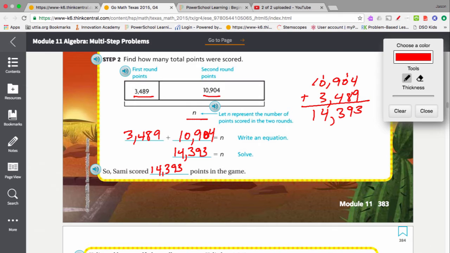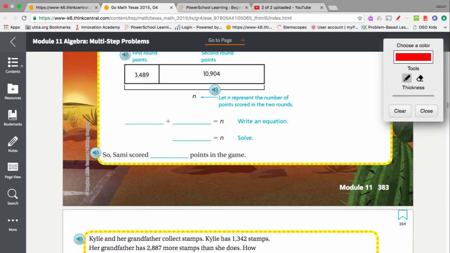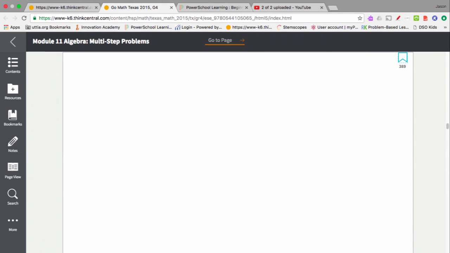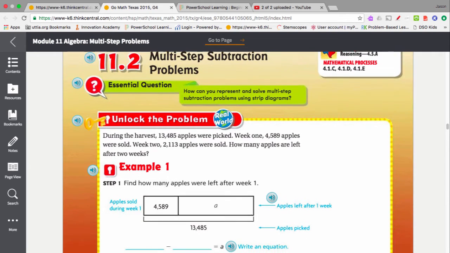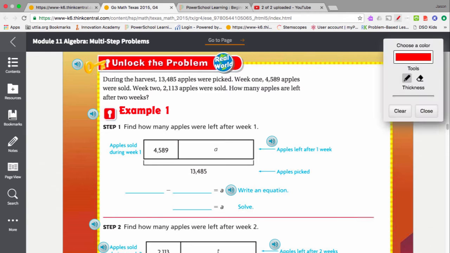Not bad. Now let me show you how we can use the strip diagram to write a subtraction problem. In a subtraction problem, the strip diagram is going to look very similar. The only difference is that instead of solving for the big number, we're going to be solving for one of the parts of the numbers. So here's how we're going to do it. We have 13,485 apples that were picked, and they sold 4,589 in week 1.